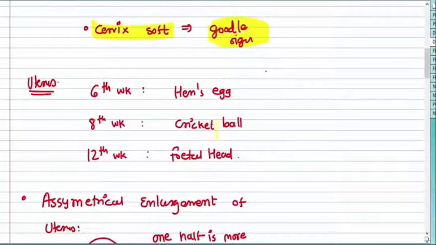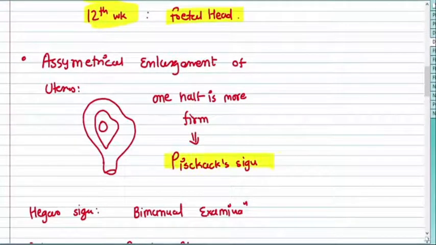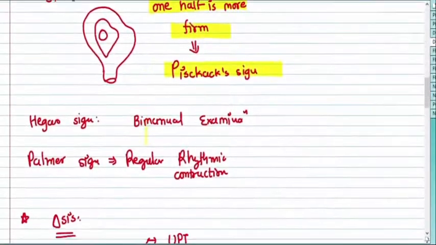The uterus size increases with gestational age. It can be measured with bimanual examination in per vaginal examination. At 6 weeks it is around a hen's egg, at 8 weeks it is around a cricket ball size, and at 12 weeks it is around fetal head size. Another sign is Cox's sign, which shows asymmetrical enlargement of the uterus, elicited from bimanual examination, as one half is firmer than the other due to lateral implantation in the uterus.